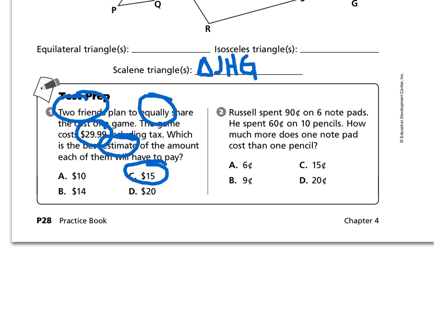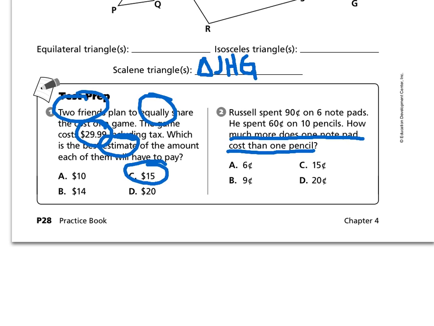Number 2, Russell spent 90 cents on 6 notepads. He spent 60 cents on 10 pencils. How much more does 1 notepad cost than 1 pencil? So I know that 6 costs 90 cents. I know that 10 costs 60 cents. And then I also know that I need to find out how much more does 1 notepad cost than a pencil.